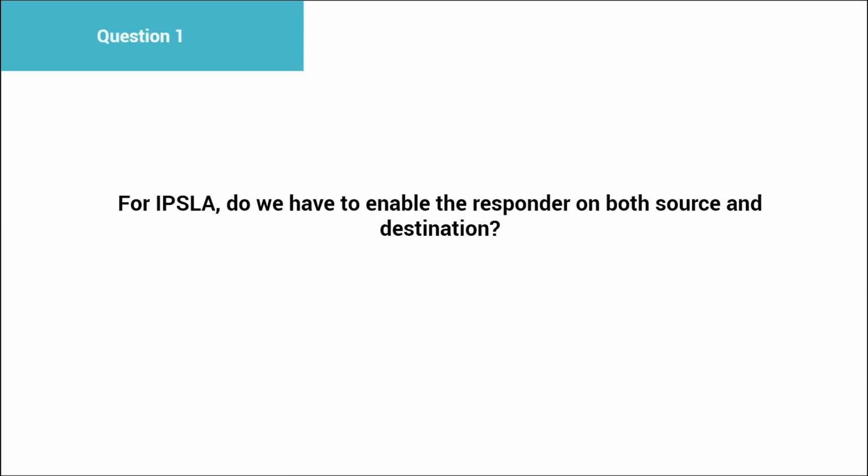First up, we have for IPSLA, do we have to enable the responder on both source and destination? So that is primarily with the end destination that you can actually have the IPSLA enabled, and the command that you actually use to enable the responder is enable and then ip sla responder. So you can have the responder enabled only on the destination side, and it would be more than sufficient. However, if there's a possibility, you can do it for both source as well as the destination.